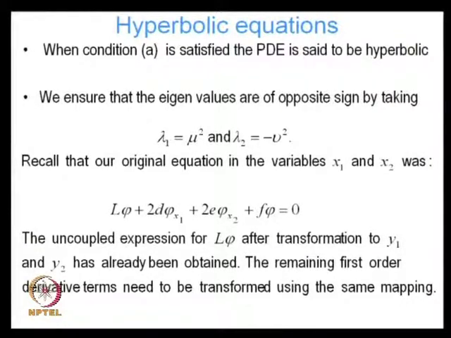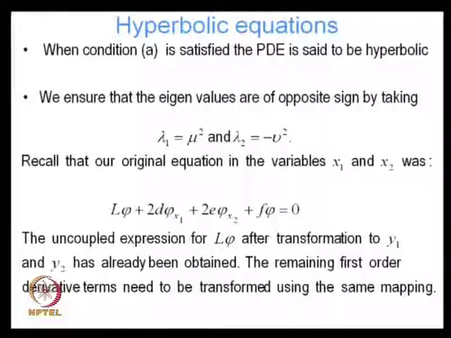Recall that our original equation in the variables x1 and x2 was like this: L phi plus 2d phi x1 plus 2e phi x2 plus f phi equal to 0. The uncoupled expression for L phi after transformation to y1 and y2 has already been obtained. After the transformation that we did, we know that the L phi term, the contribution of the second derivatives, is going to be uncoupled, because the cross derivatives vanish.